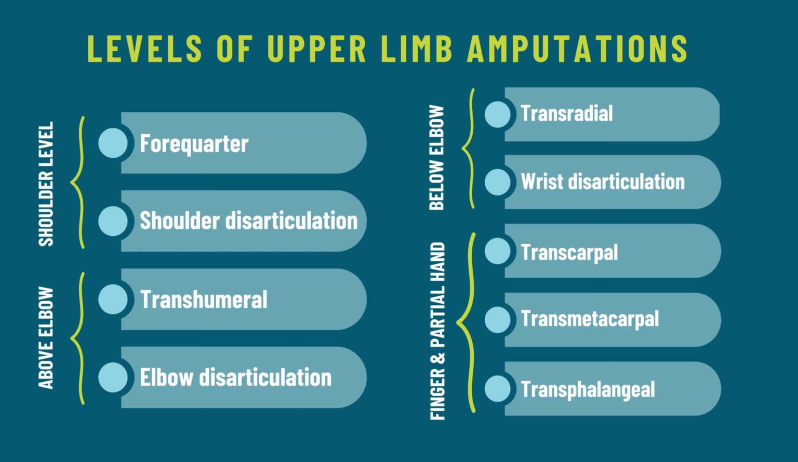Due to the prevalence of limb loss, it's necessary for occupational therapists to have a basic understanding of what is occurring at each level. We will start by talking about the more proximal levels of amputation at the shoulder level. Then we will move more distally to above elbow amputations, below elbow amputations, and finger and partial hand amputations.